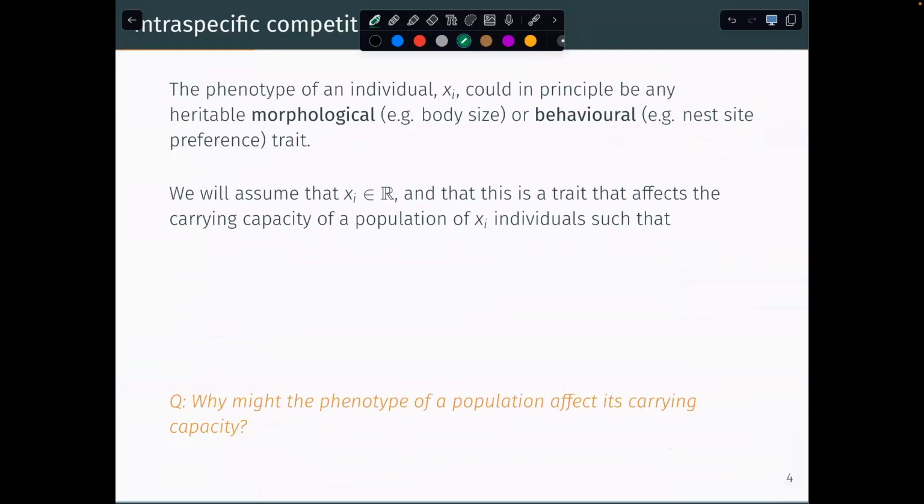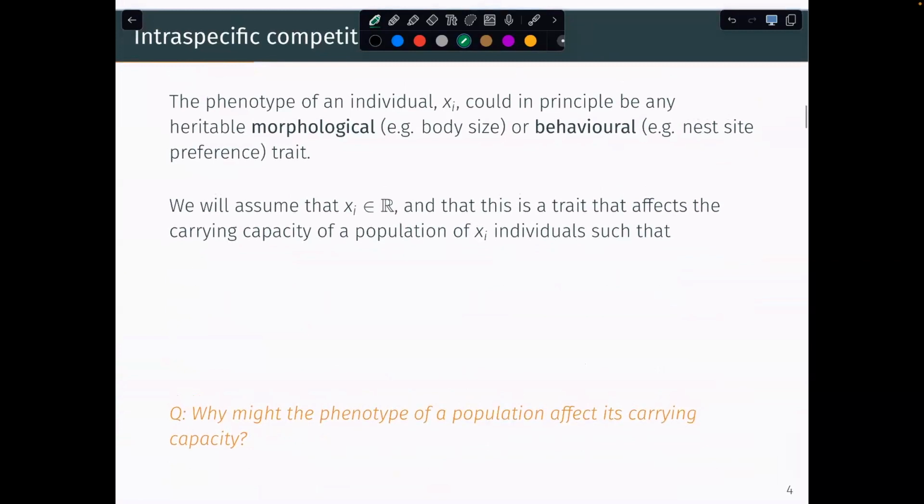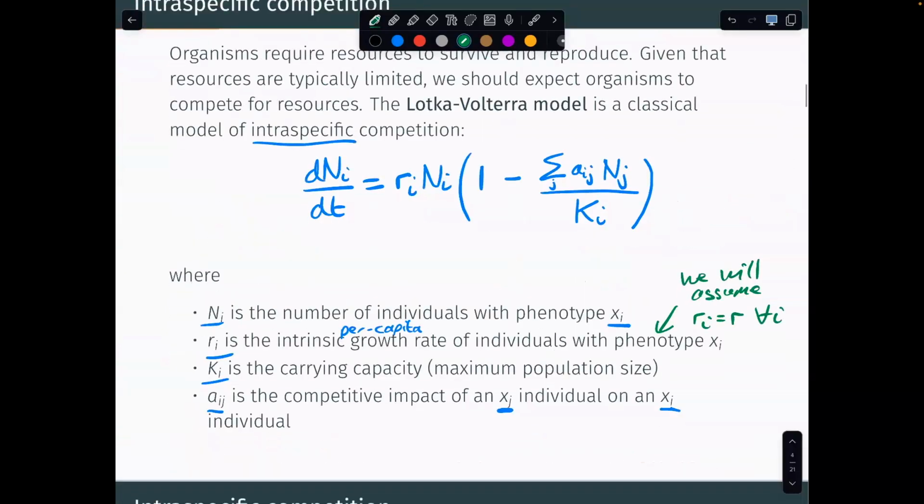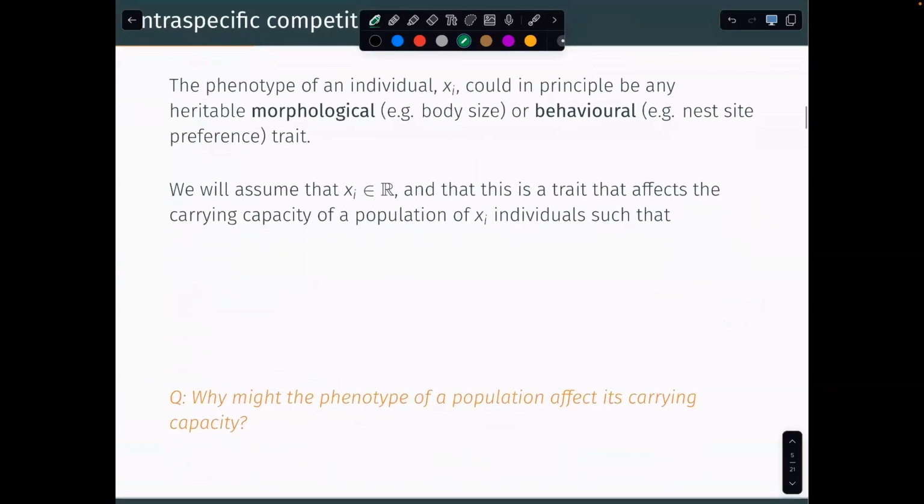Right. So let's think about how we model evolution in this intraspecific competition framework. In this model, if we ignore the Ri because we're going to set them all to be the same, we're assuming there's variation in these two terms. The competition term somehow depends on the phenotypes of xi and xj, and the carrying capacity could potentially depend on the phenotype of xi. So why might these happen?